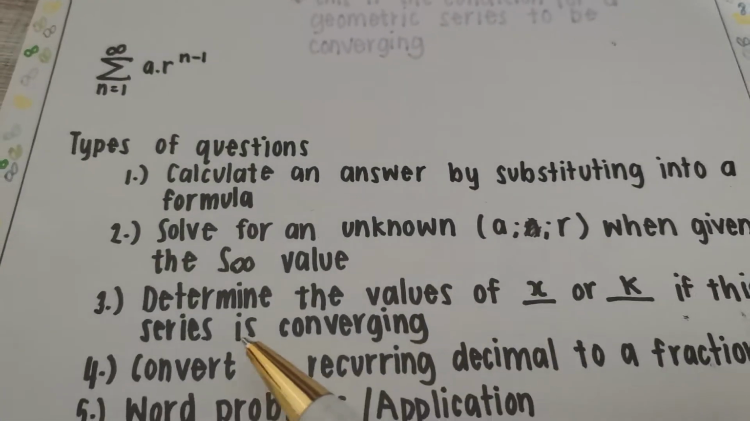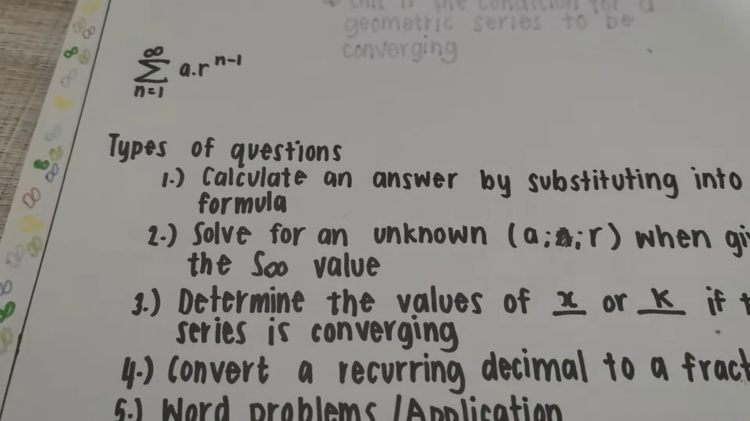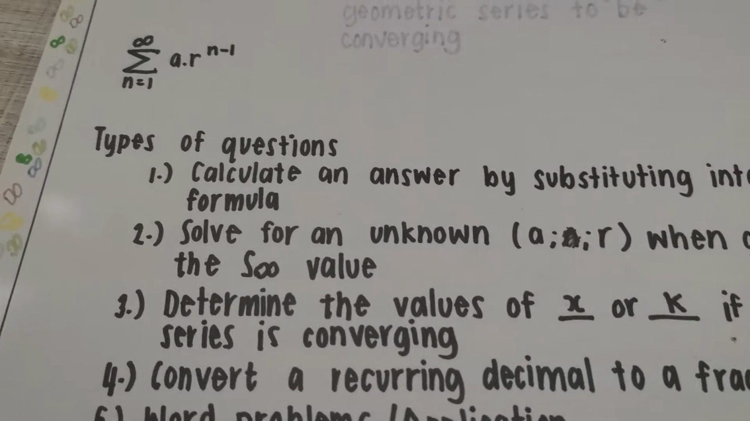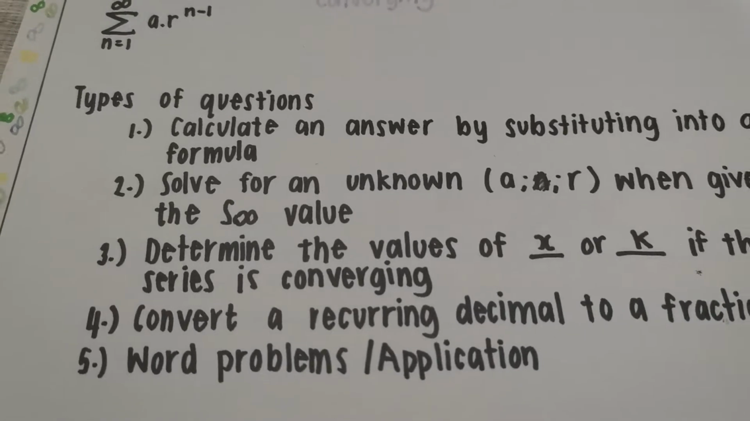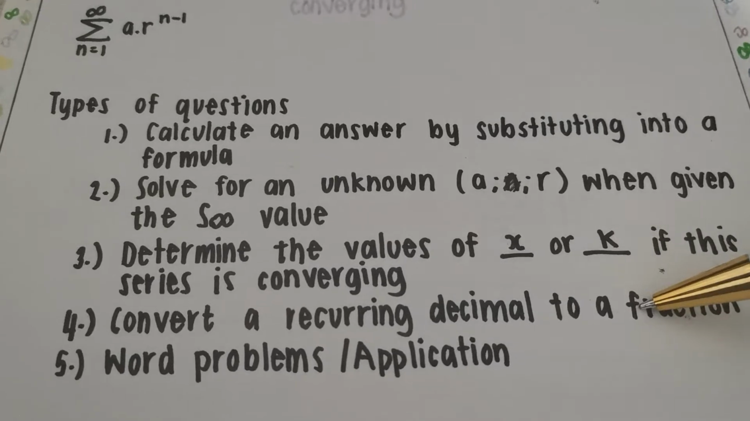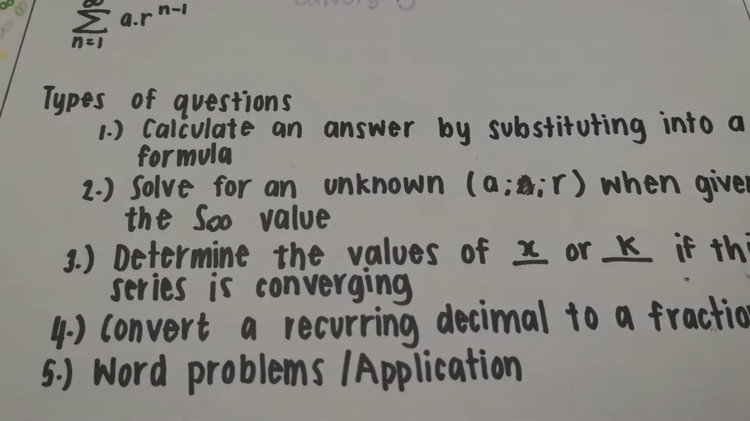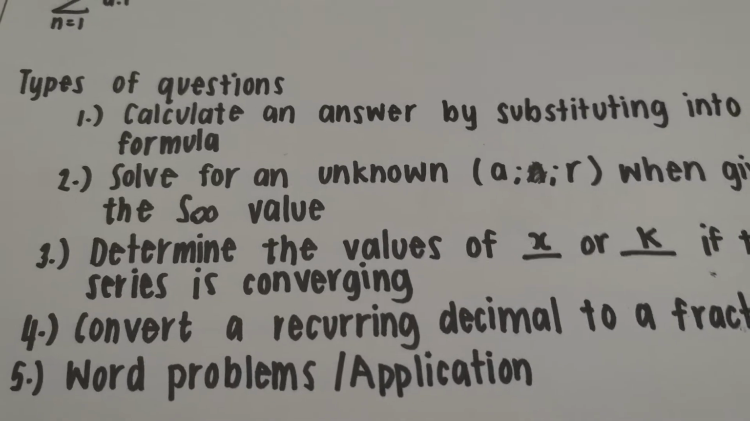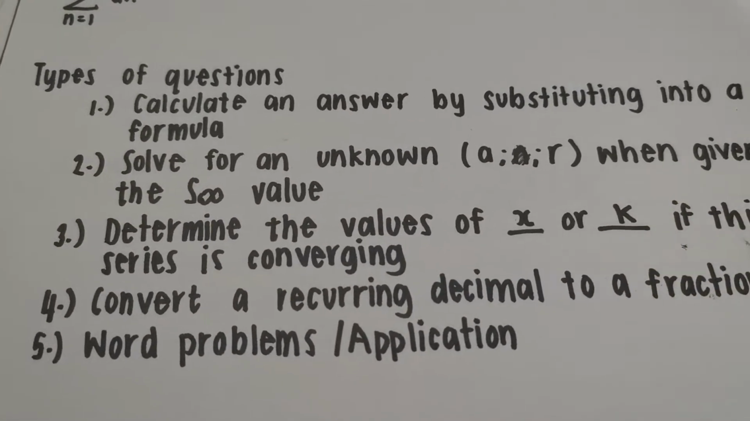Okay. The third one is to determine the values of X and/or K or P or T or whatever variable they give you if the series is convergent. I'm going to do an example of that. And then another nice question that they like asking, or that I've seen in the Classroom Mathematics textbook that I was using, is how to convert a recurring decimal to a fraction.